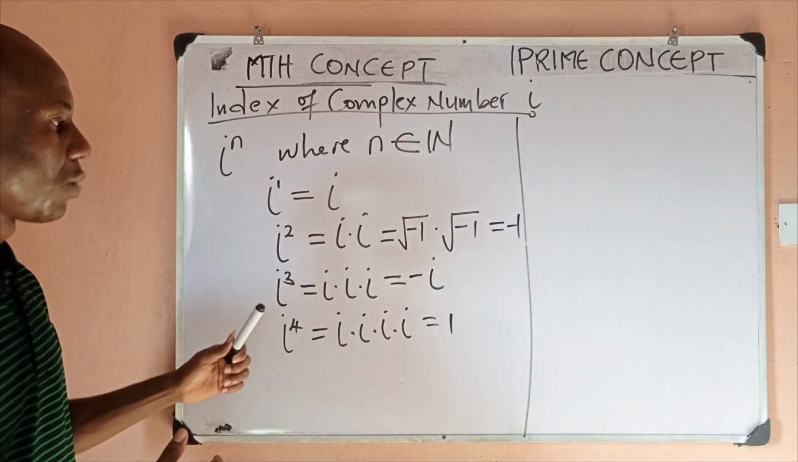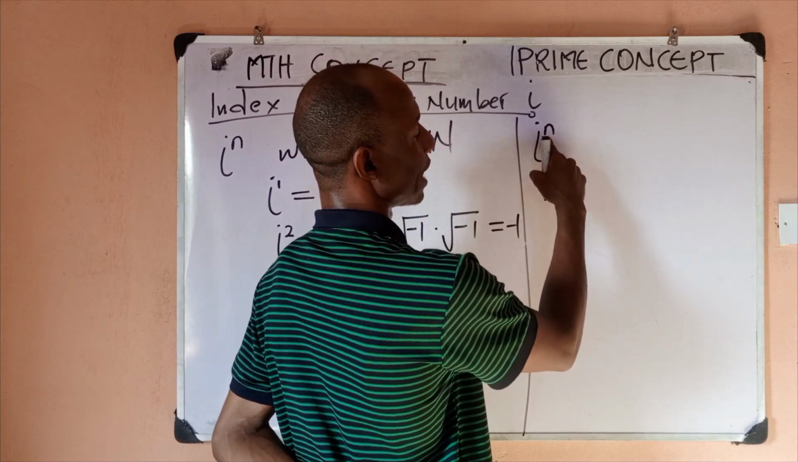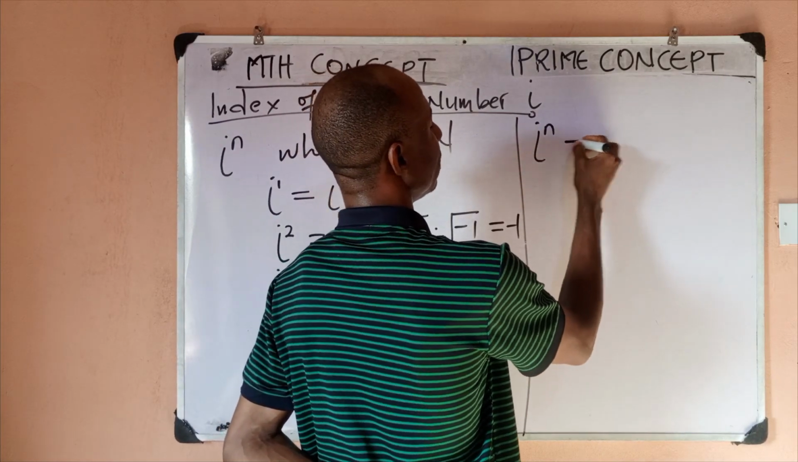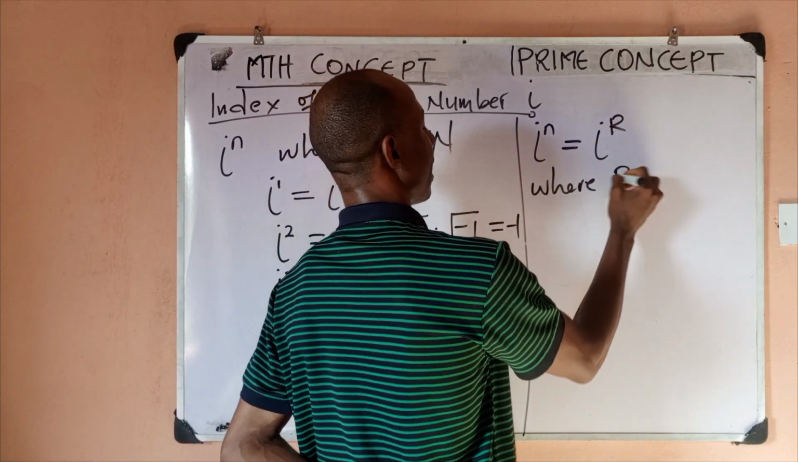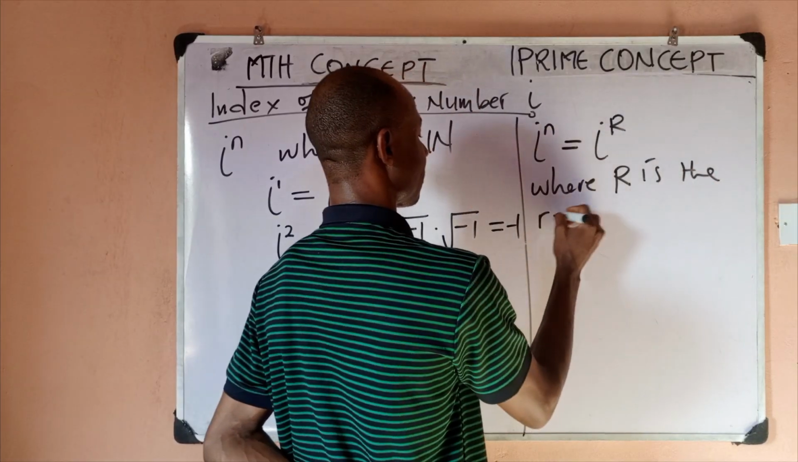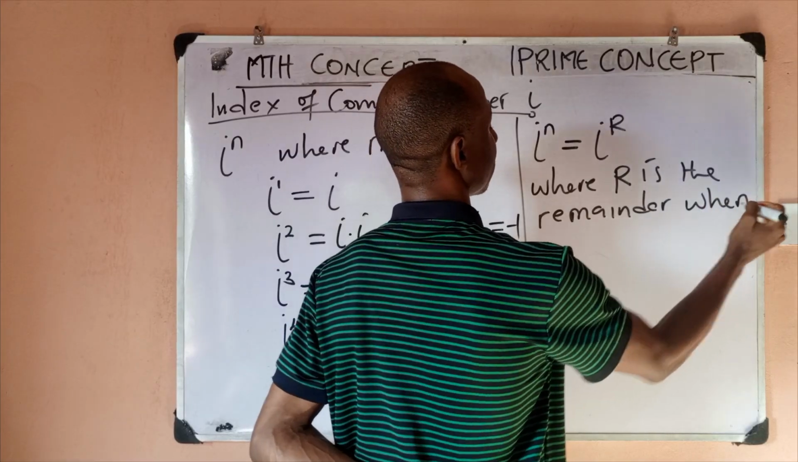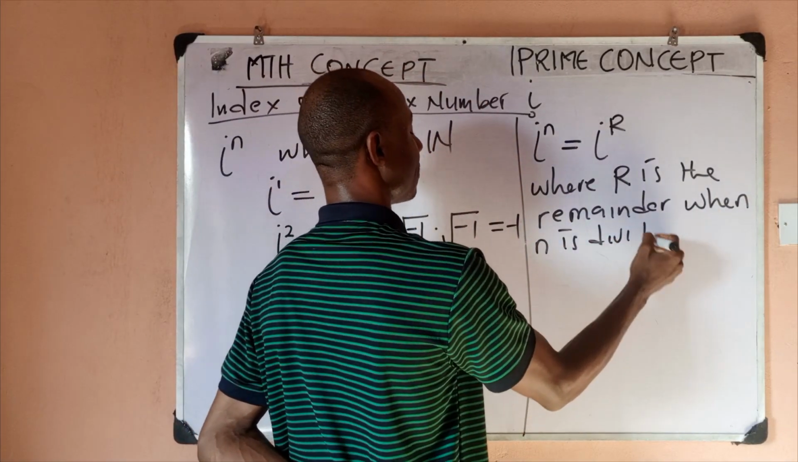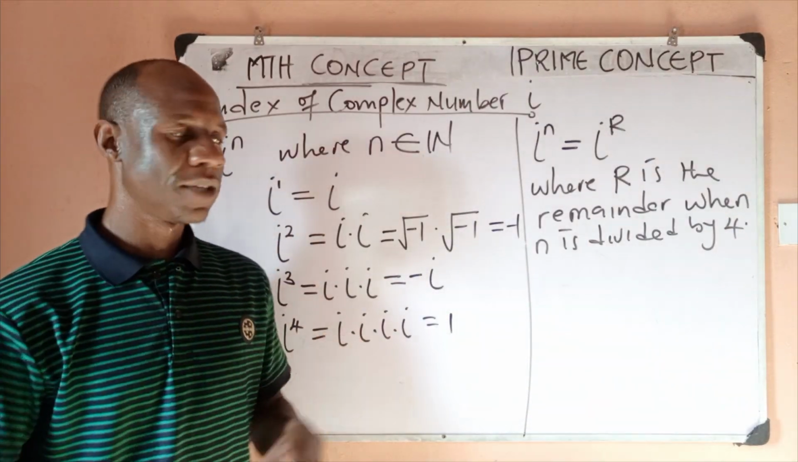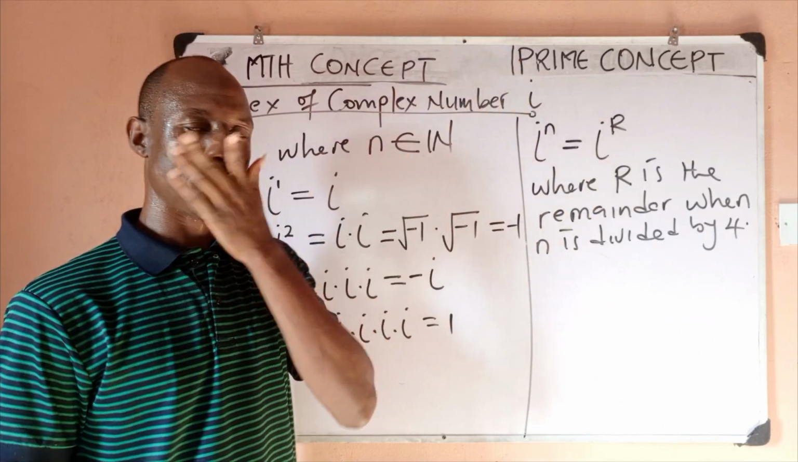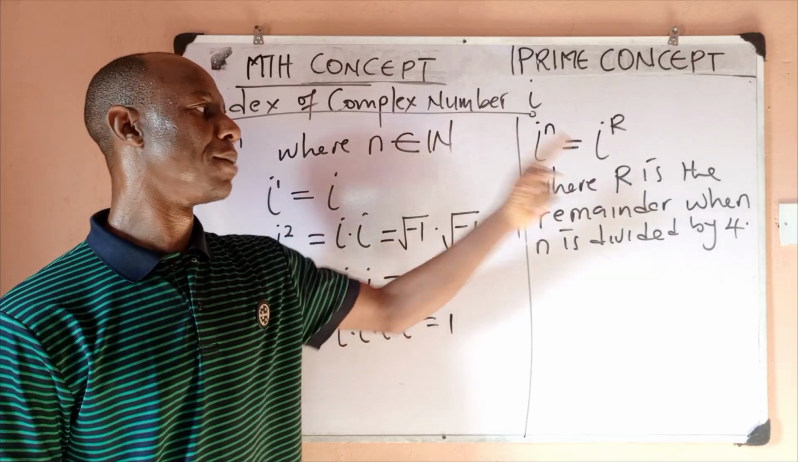So let's quickly note how we can solve this. I raised to power n, where n is now above 4, would be equal to i raised to power r, where r is the remainder when n is divided by 4. So this is how we can solve problems. If they give us i to any power, all we need to do is quickly divide that power by 4, then the remainder is the same thing as i to that power.